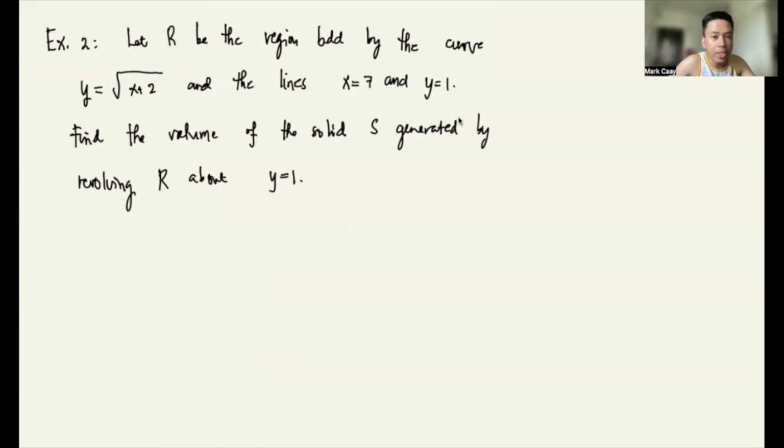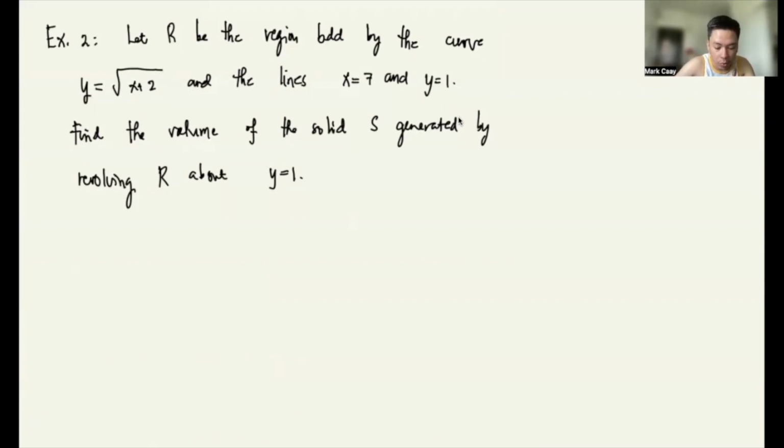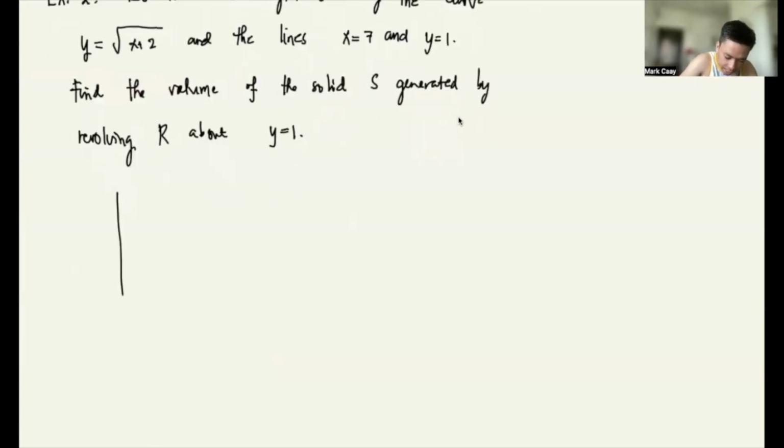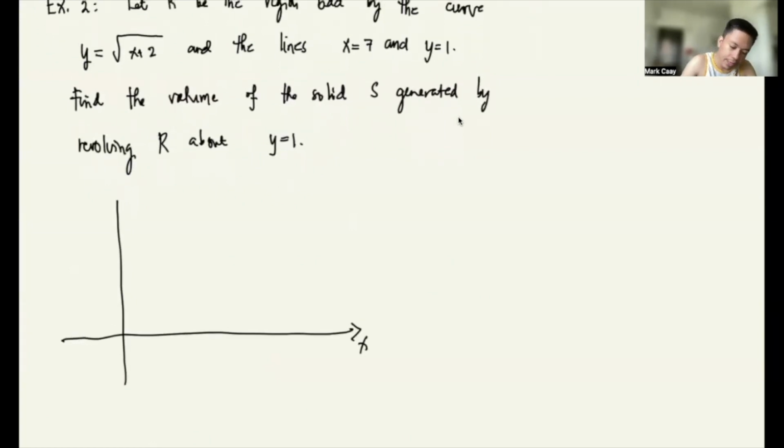So let R be the region bounded by the curve y equals the square root of x plus 2 and the lines x equals 7 and y equals 1. So find the volume of the solid S generated by revolving R about y equals 1. Okay, so draw muna natin yan para mas klaro. The square root of x plus 2. Kayo na lang bahala ha to graph.